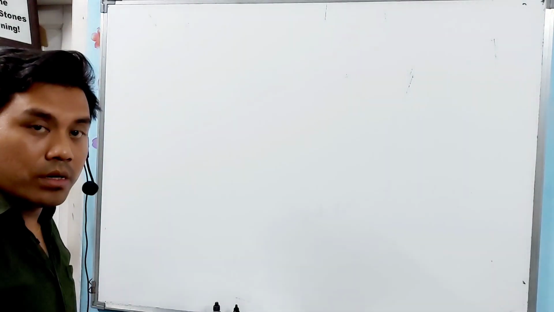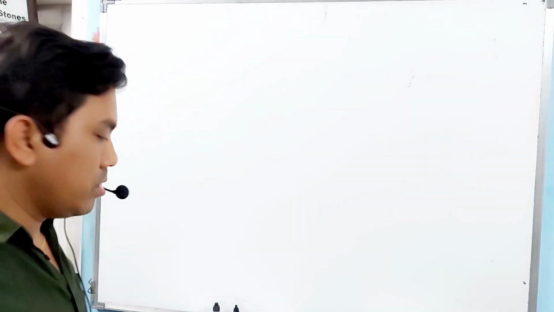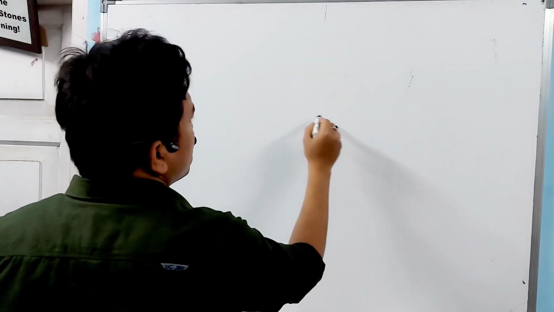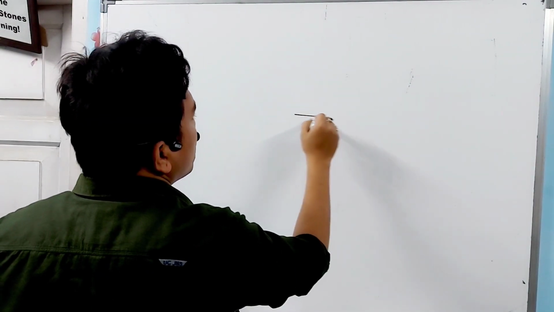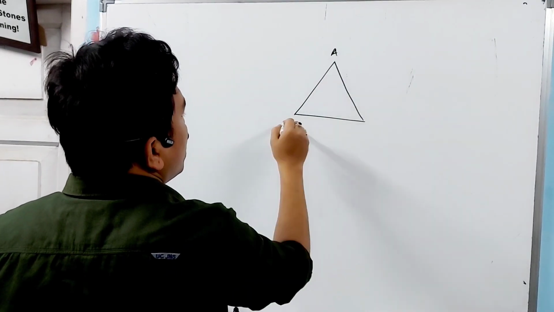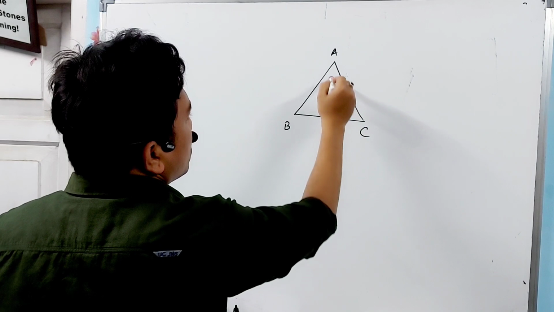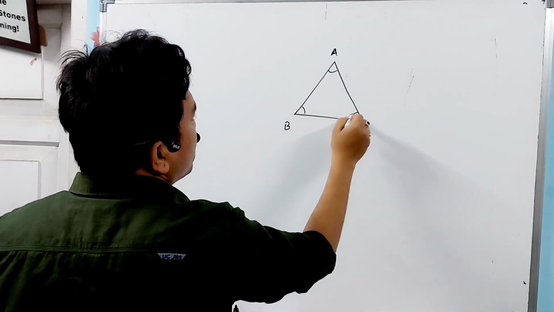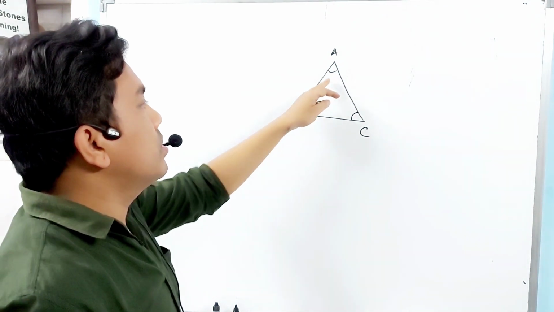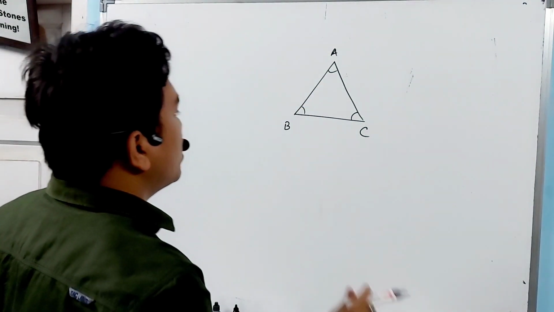Lines and angles, theorem 6.7. In 6.7 it is given that the sum of three angles of a triangle, let this be the triangle, the sum of these three angles of a triangle is 180 degrees. We have to prove that the sum of three angles of a triangle is 180 degrees.